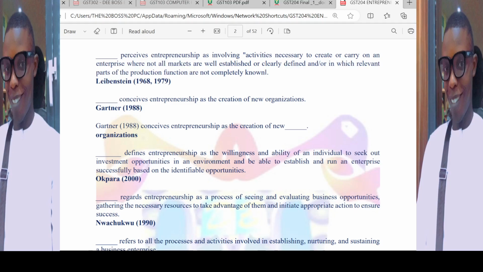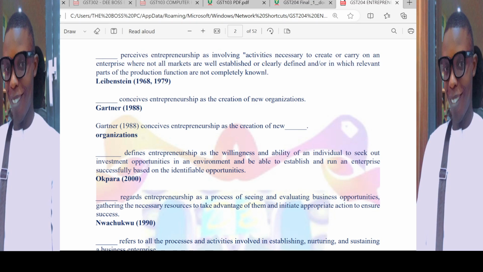So already we have seen earlier that different scholars have different views when it comes to entrepreneurship, and we're beginning to see all the names. So you can take your time to replay so that you can digest some of these names and also try to read over and over, because it's important that you know what each person is saying.